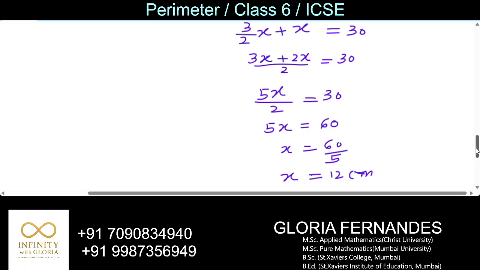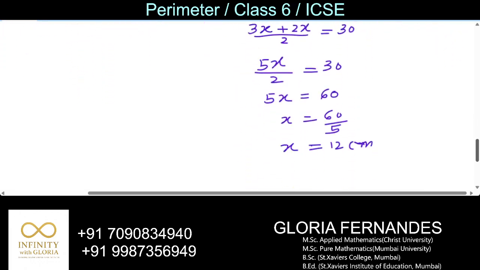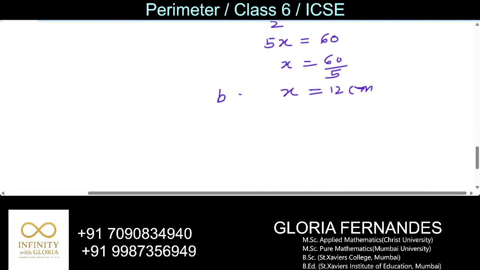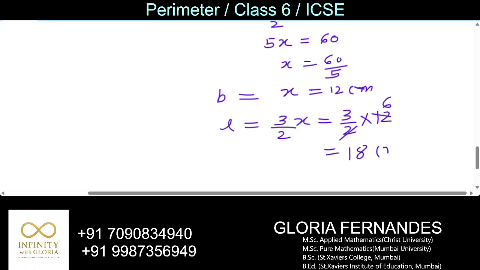Okay, so x is nothing but the breadth. So this is your breadth, which is equal to x, which is equal to 12 centimeter, and length is going to be 3 by 2 times x, which is equal to 3 by 2 times 12. 2 sixes are 12, so 6 threes are 18 centimeter. So breadth of the rectangle is 12 centimeter and the length of the rectangle is 18 centimeter. I hope you got it.